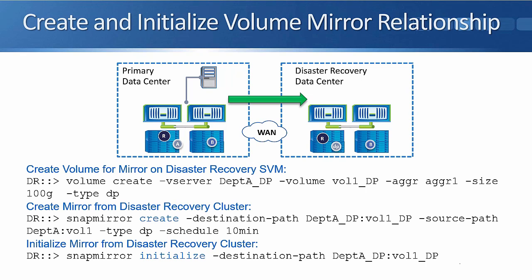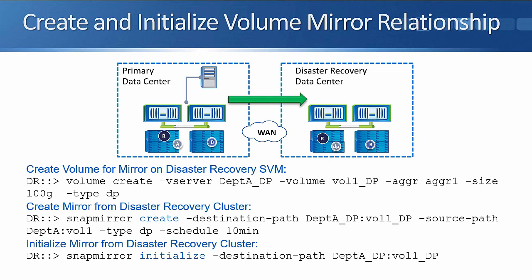Next, we're ready to create and initialize the volume mirror relationship. These commands are all done on the DR site. So after we've created an SVM, we need to create a volume to replicate the data into. The command for that is volume create. Here, our vServer on the destination side, we've named it Department A DP. We create a volume of volume 1 DP that we're going to replicate volume 1 from the source side into.